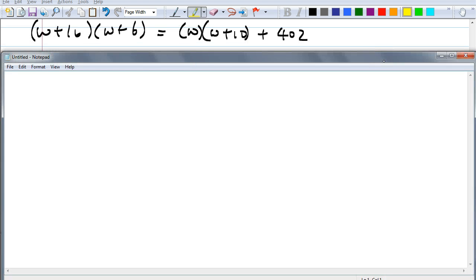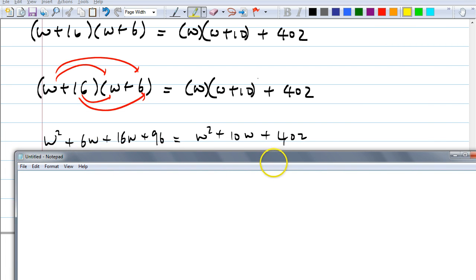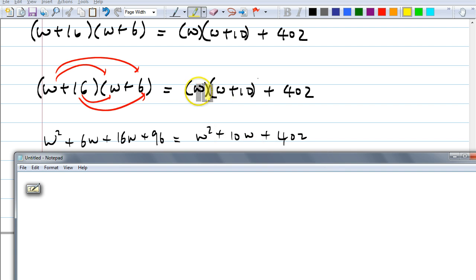So as we learned before, of course, we're going to multiply the binomial times binomial this way, where you multiply the first term with the rest of them, and then the second term with the rest, correct? Who could tell me what we get when we multiply those two binomials? What's the result? Dominic. W squared plus 16W plus 6W plus 96. That's what I got too, okay? And then on the right side, of course, W times W is W squared plus 10W plus 402, correct?